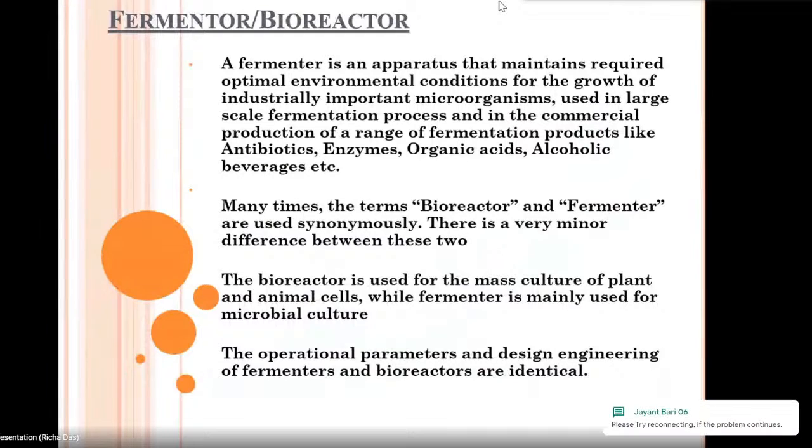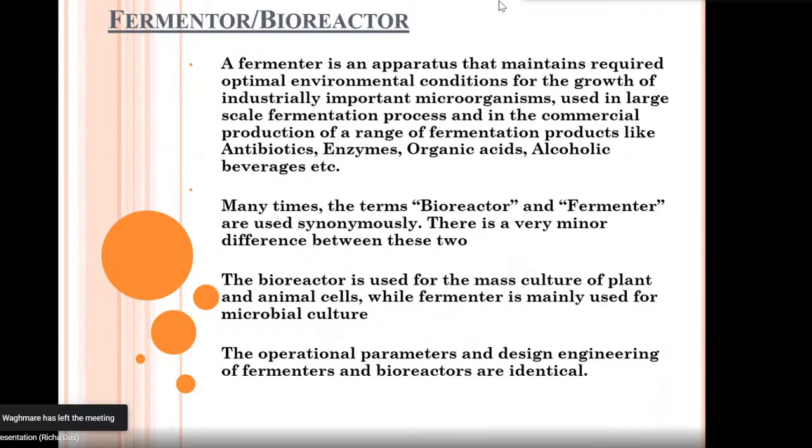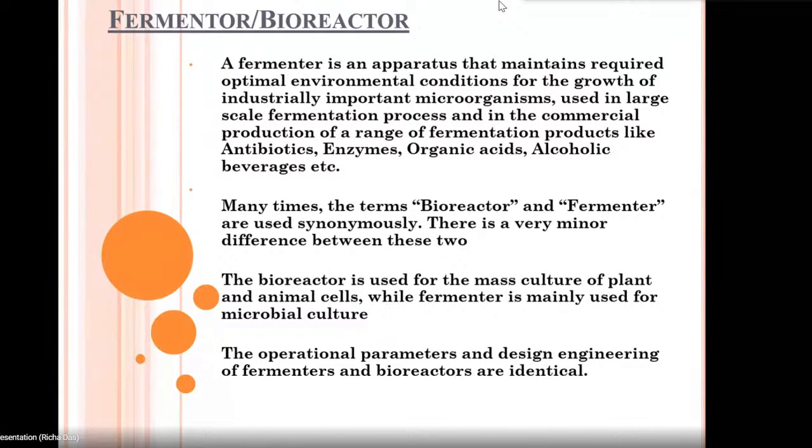So just now in the previous slide I said that a fermenter is that large vessel or apparatus inside which the process of fermentation takes place. Sometimes they are also called a bioreactor. Actually, there is a minor difference between fermenter and bioreactor.